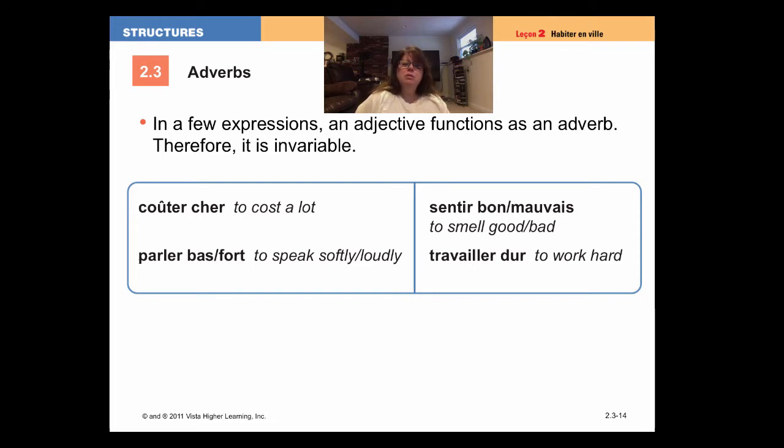Un travail dur, to work hard, il travaille dur, he works hard, je travaille dur. It does not change. We do not change that word dur to hardly. We keep it hard. Same as in English.